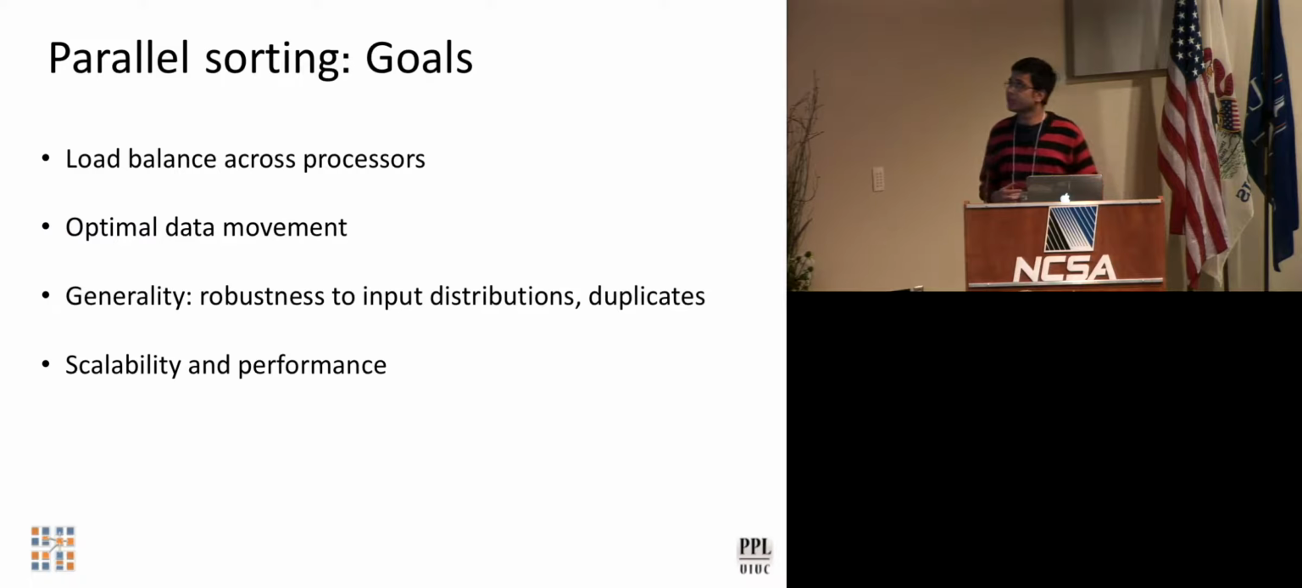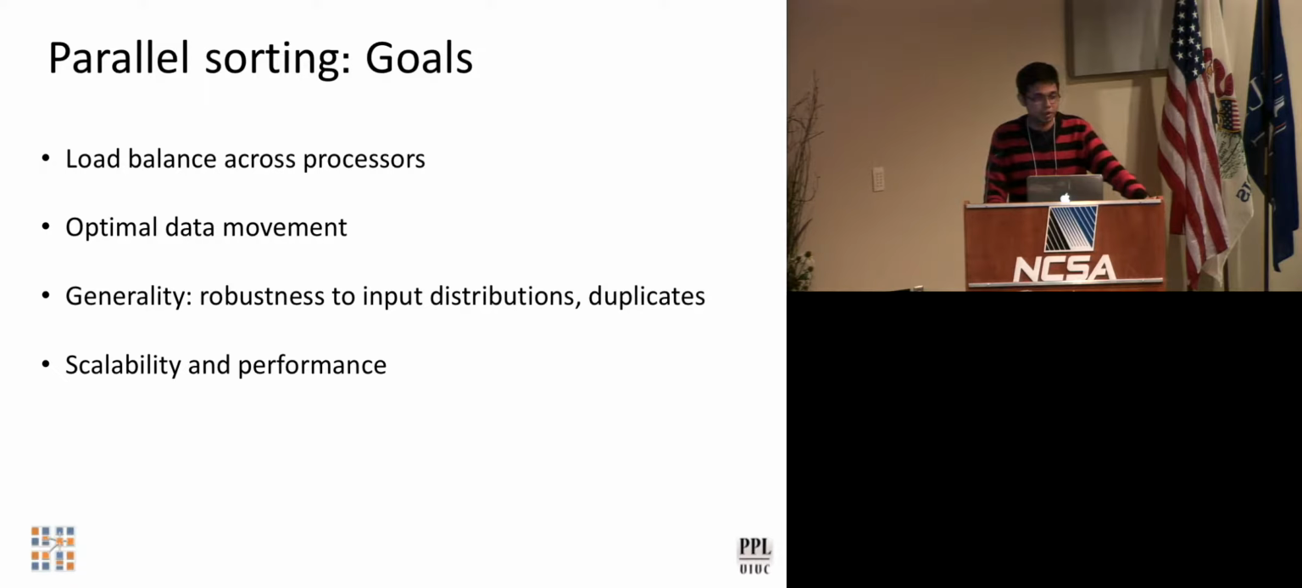So before I proceed, I just want to outline a high level list of goals that we want from a sorting algorithm. First, we want a very good load balance across processors. After the sorting algorithm finishes and after the redistribution of data, every processor should roughly have the same amount of data, and this is also related to the performance of applications, because if there is load imbalance, then for any subsequent computation you do, your application will slow down.